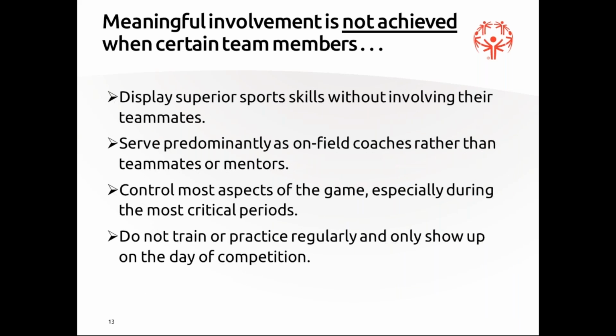So when do we not have meaningful involvement? This really happens when you have an individual or multiple individuals who are much more highly skilled than their other teammates. One of the places where you can see this become most apparent is in tight games. When a game is on the line, if you have a partner or an athlete that is much more skilled than the rest of their teammates, they start to quickly dominate the game to ensure a win for that team. That is absolutely not something that we want to see happen.